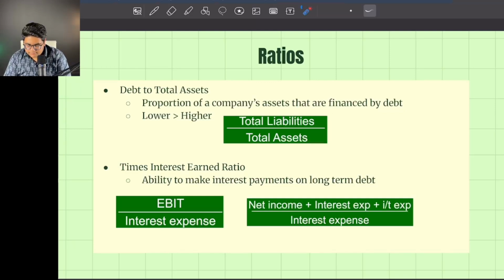So times interest earned ratio. This is basically your ability to make interest payments on long-term debt. Whenever you get a loan financed, the bank wants to know that you were able to pay back the money that you get from them. So to do that, you need to have your earnings before interest and taxes divided by your interest expense. If you look at your income statement, I'll actually pull that up right now.